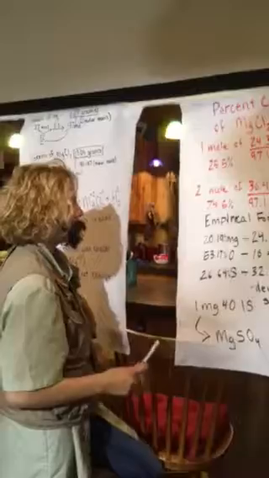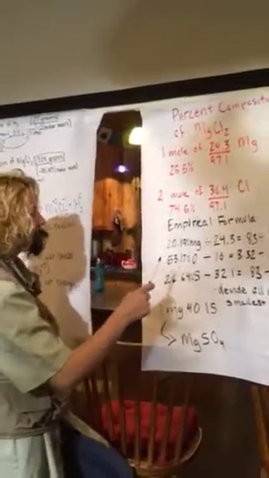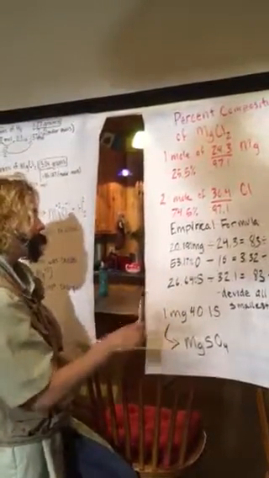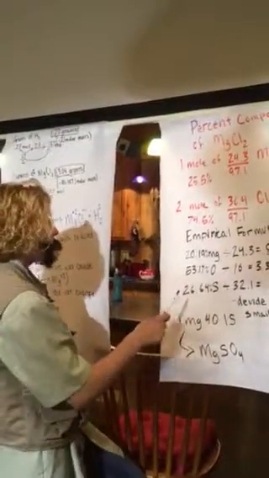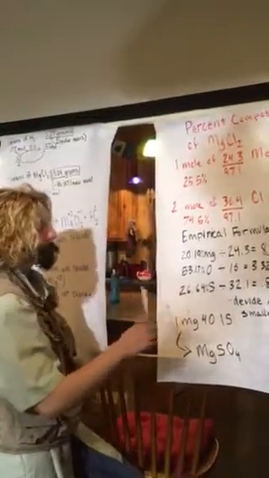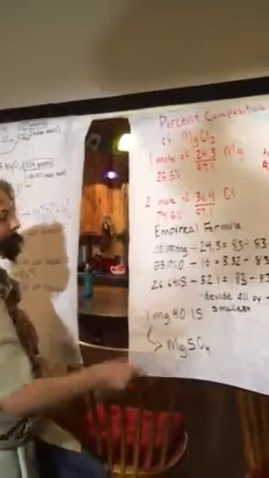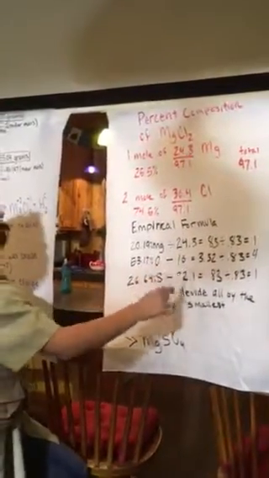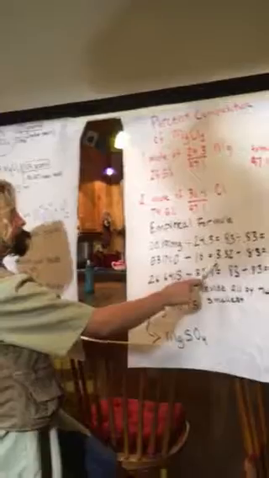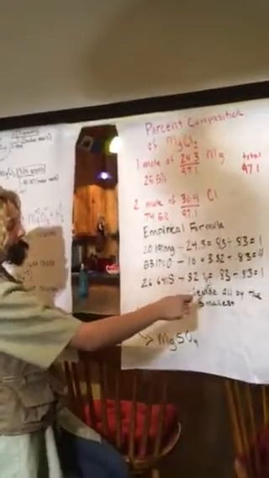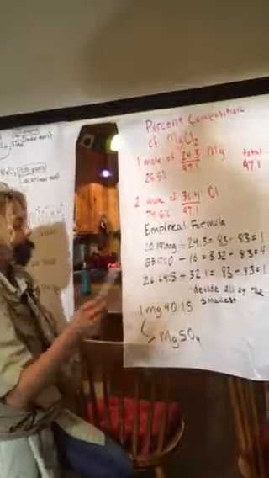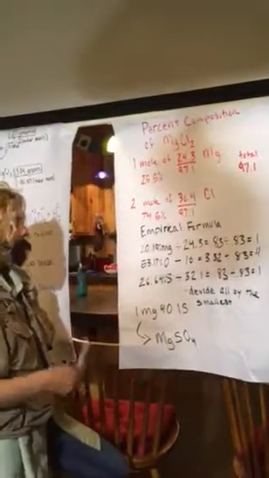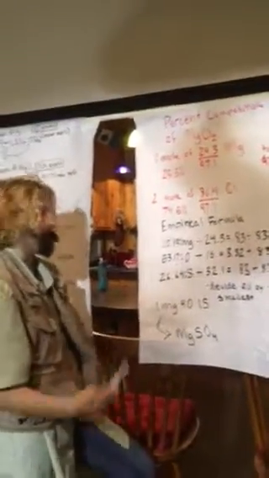percent of each, so we get 20.19 of magnesium, 53.17% of oxygen, and 26.64% of sulfur. Then we divide these by the molar mass of each, and we get 0.83, 3.32, and 0.83. Then we divide it by the lowest one, which is 0.83, so you get 1, 4, and 1, which gives you 1 magnesium, 4 oxygens, and 1 sulfur.